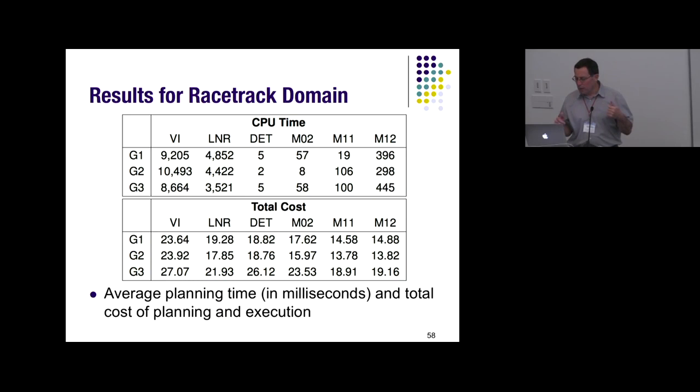So determinization is M01, no exceptions and one outcome. M02 apparently performs better. It's still determinization with no exceptions with two outcomes per action. And then the M11 performs better. It's one outcome and one exception. And what you can see is that there's a whole space.